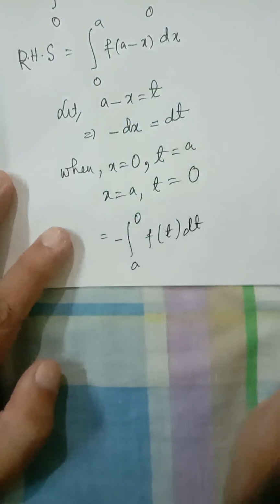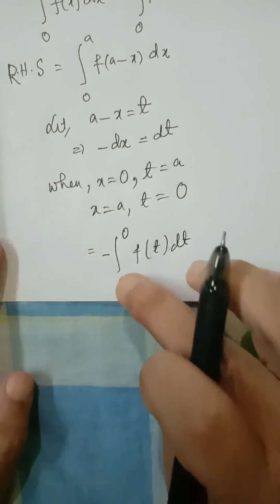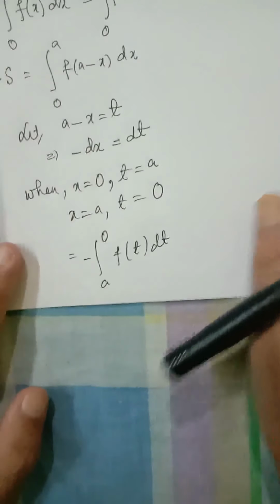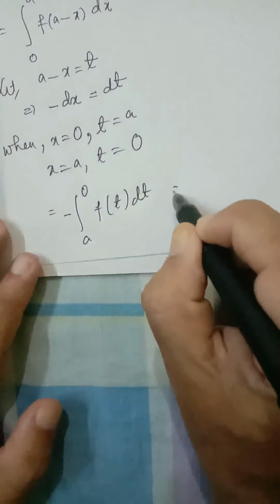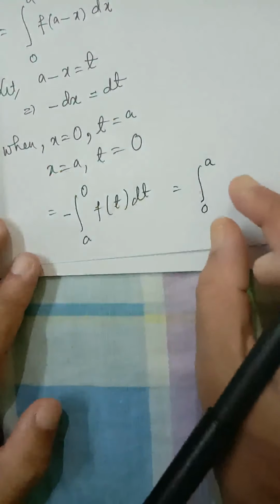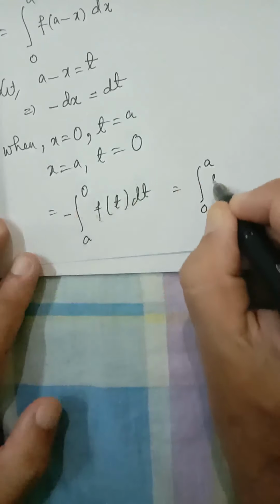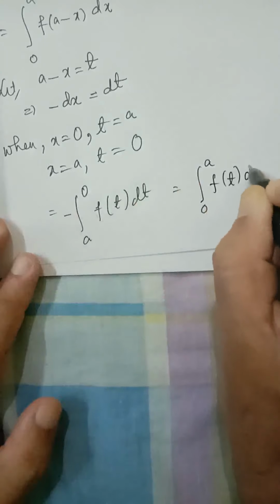Minus of dt. Now applying property number 2, we can interchange the limits with a minus sign. So it is, as it is, minus a to 0 f(t) dt, we will write 0 to a. We have interchanged the upper and lower limit. A minus will come out, and minus it will be plus f(t) dt. Here we have used property number 2.